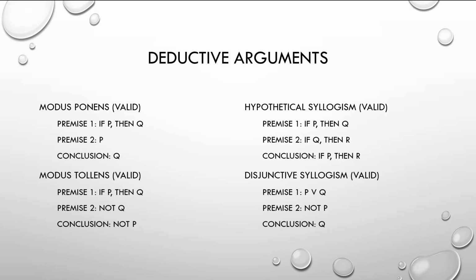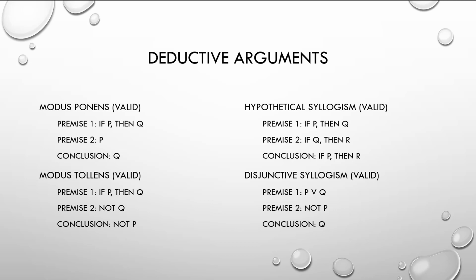Conclusion, it is immoral. The next argument is the modus tollens, the mode of denial, whereas modus ponens is the mode of affirming. Modus tollens is known as denying the consequent, because, as we'll see, the consequent is denied. Premise 1, if P then Q. Premise 2, not Q. Conclusion, not P.